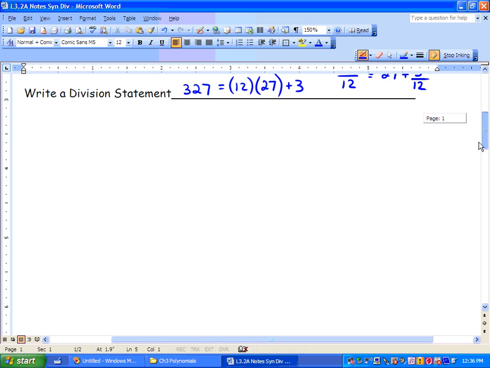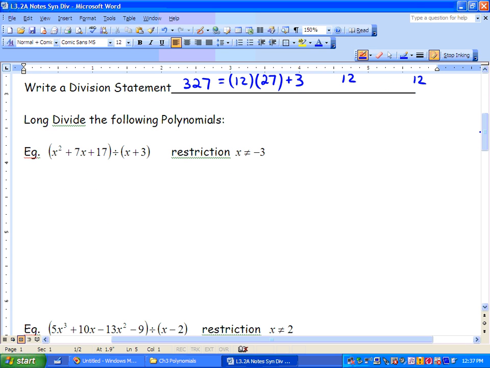Okay, now where I'm going with this is long division of polynomials. So we're going to take this question here, this x plus 3, and we are going to divide it into x squared plus 7x plus 17. The thought process is you look at your first terms only, and you ask yourself, x times what gives you x squared? And of course, you need an x.